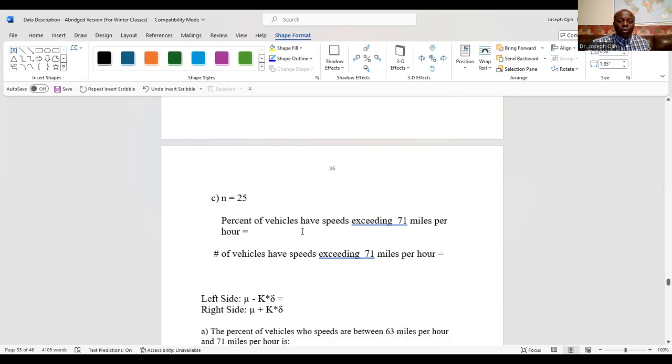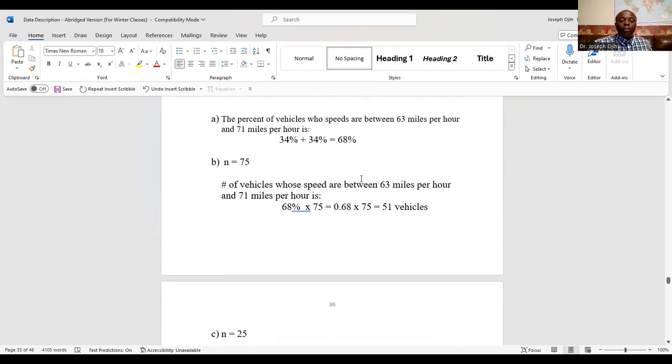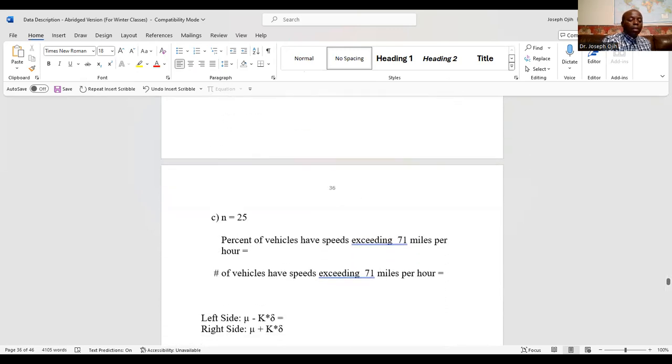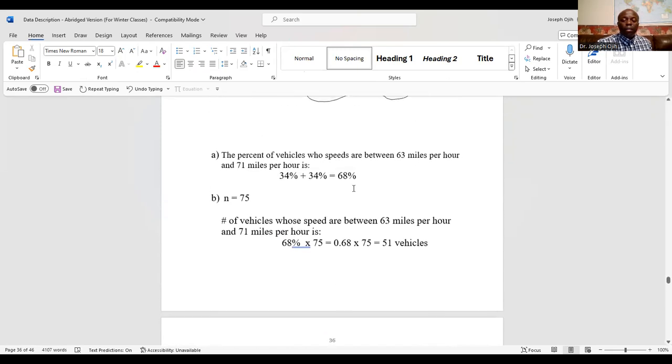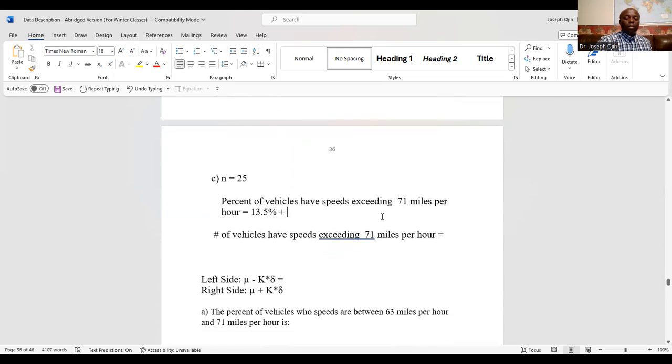So first of all, you get the percent of vehicles that have speed exceeding 71 miles per hour. It will be 13.5% plus 2.35%. And that will give you the percent of vehicles that have speed exceeding 71 miles per hour.